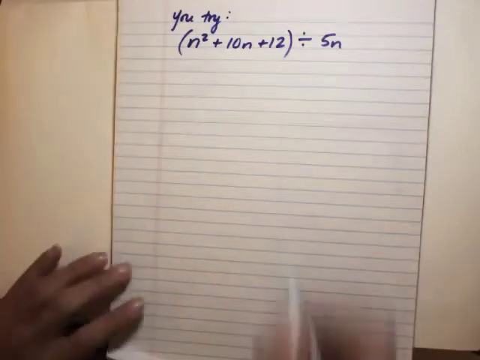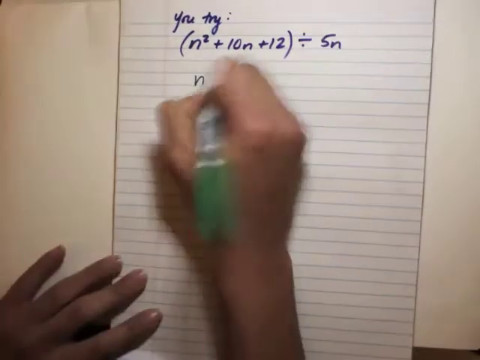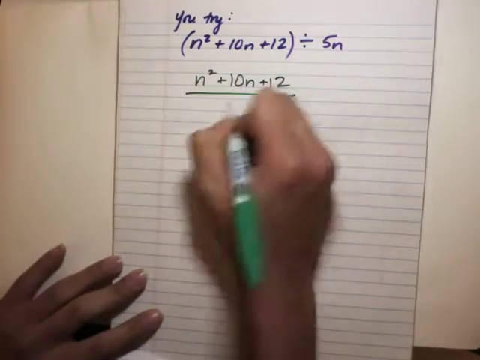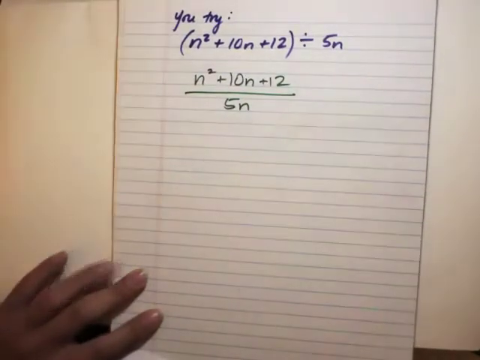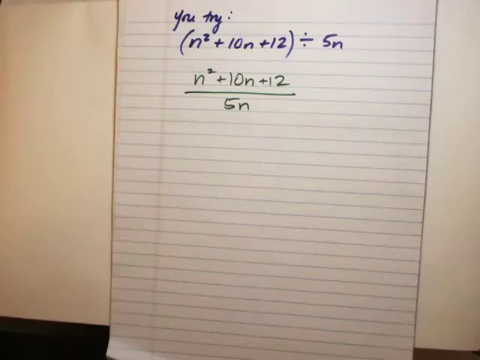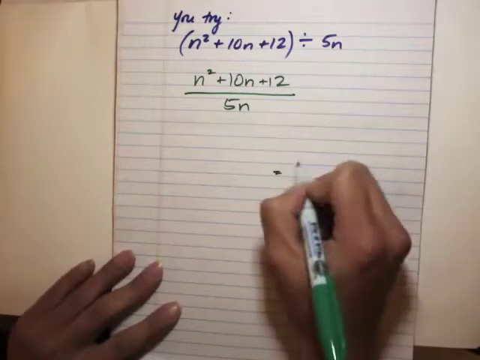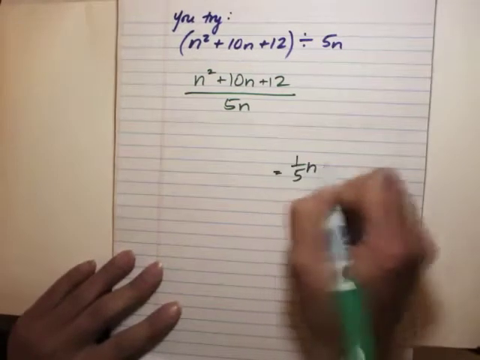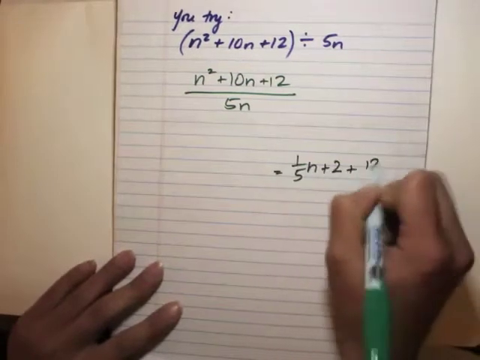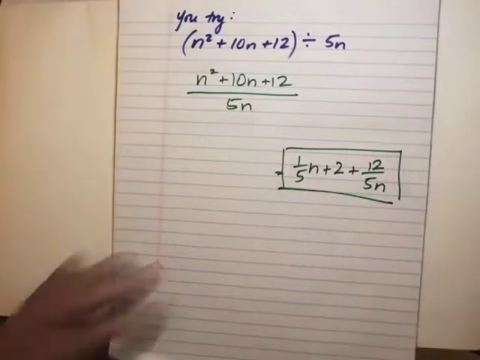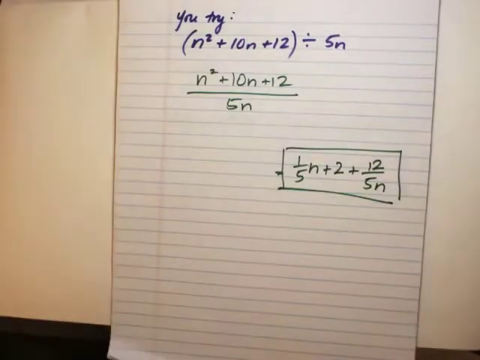Now you would set this up just like you would a regular fraction. And then you would divide by each term. If you did this correctly, you should have as an answer 1/5 n plus 2 plus 12 over 5n. Make sure you show your work and double check your answer.